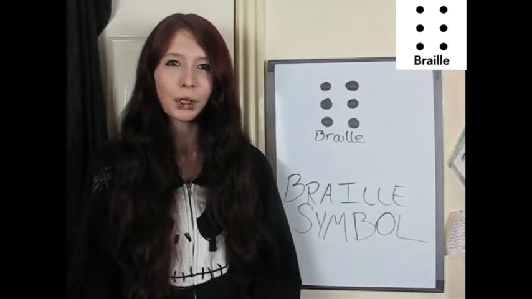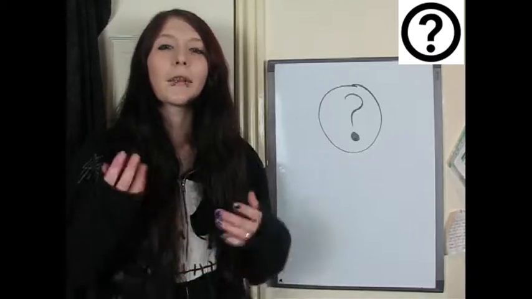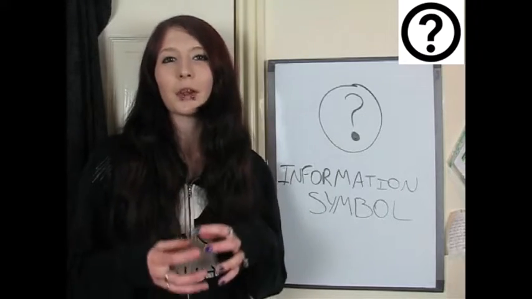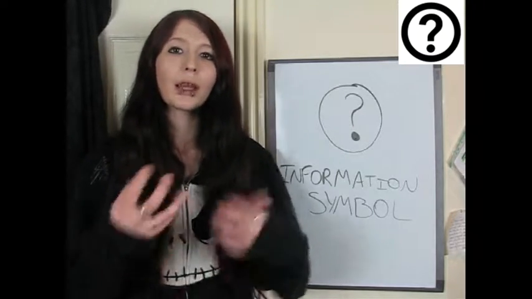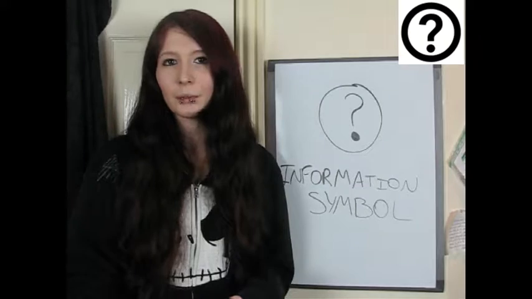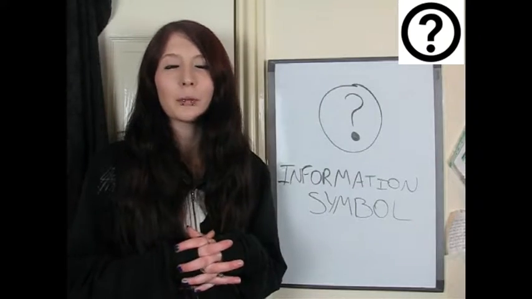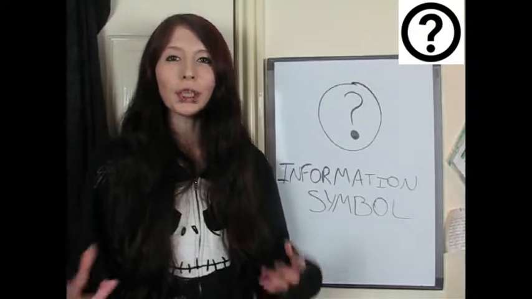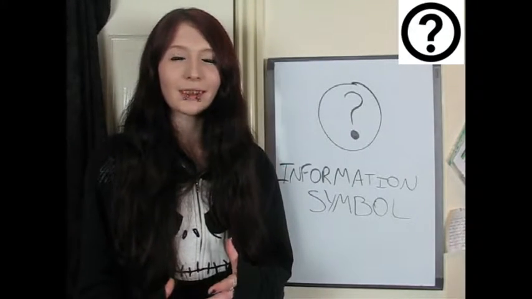The next symbol we're going to go over is this. And this is the information symbol, and when this is displayed it means there is an area nearby where people who require extra access, for example for disabilities, can give you information on all the access help you can get in that area.